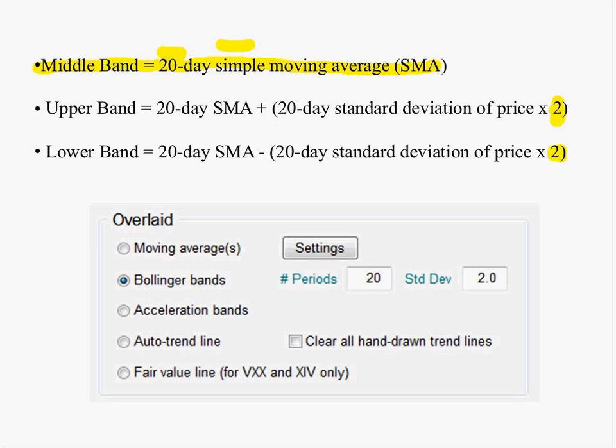Now look at this. It's not the second standard deviation in a bell curve, so to speak. We're taking a standard deviation and multiplying it times 2. I'll give you a spreadsheet in just a little bit that breaks all this down and explains it. So typically the settings are 20 and 2 for your Bollinger Bands.